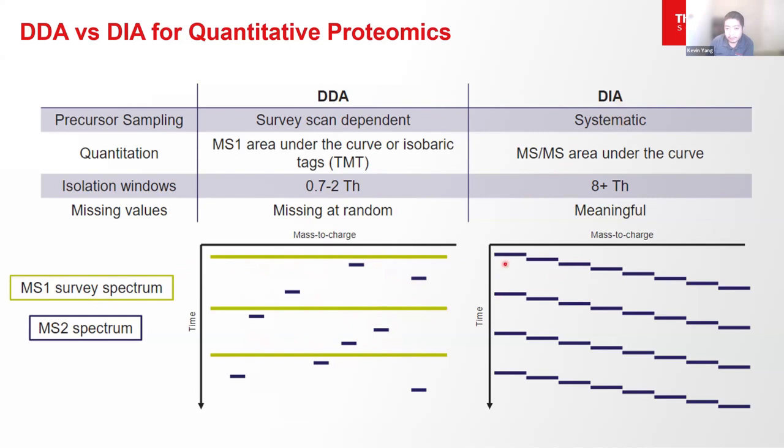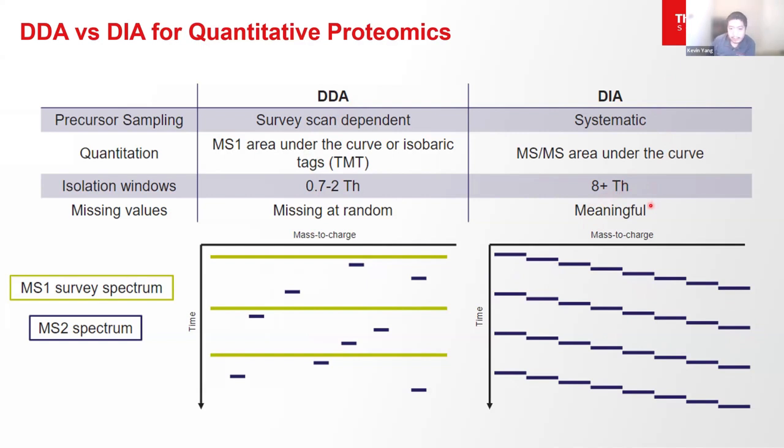In DIA, you sequentially isolate those precursor ions in this predefined m/z range. You cycle it through, and then you go back and cycle it through again. So this is the acquisition approach of DIA. In DDA, usually you apply a narrow isolation window of 0.7 to 2 Thompson, or m/z. In DIA, you probably will apply something higher, like 8 Thompson or higher.